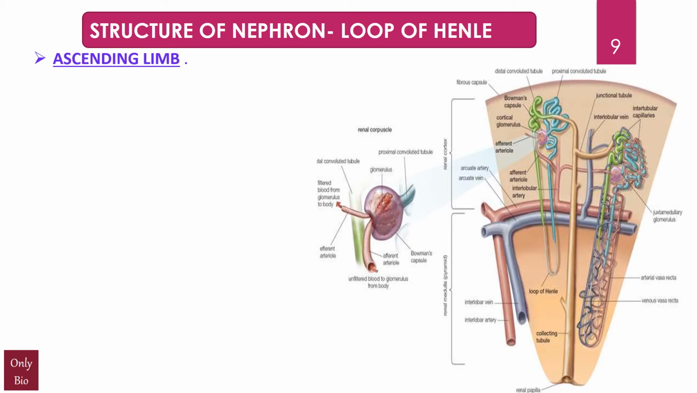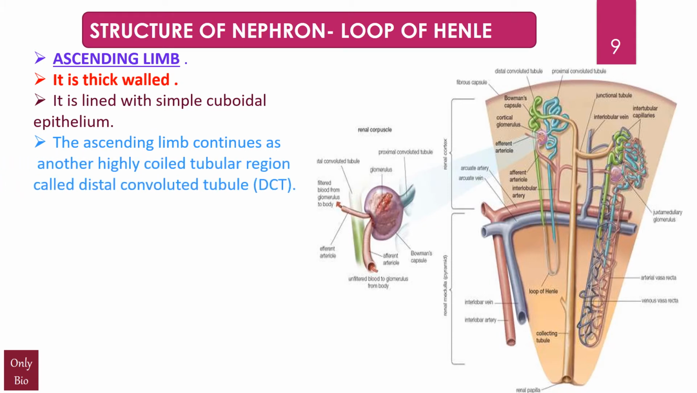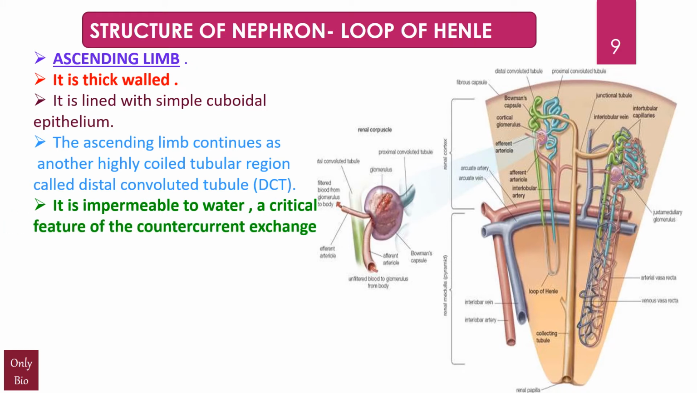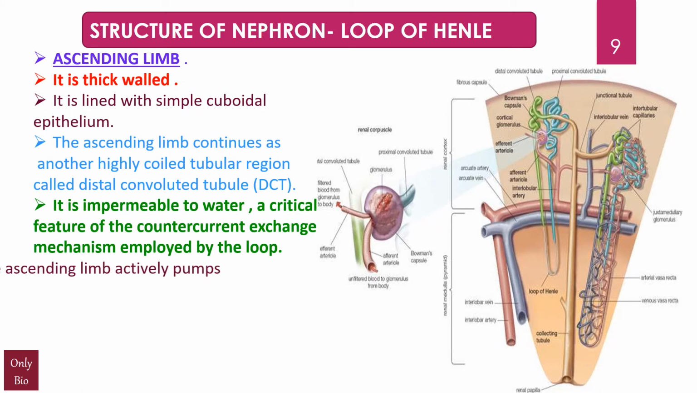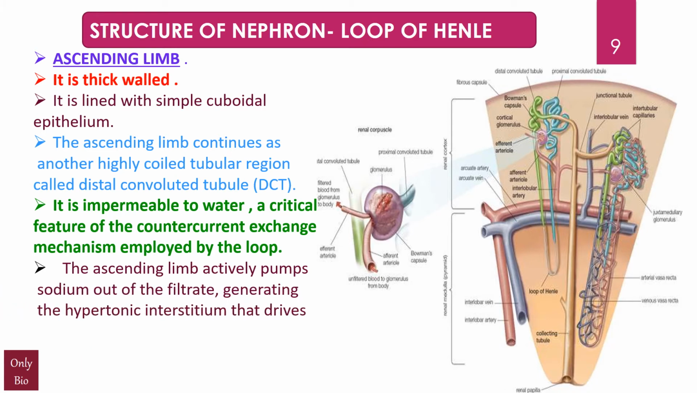Let's understand about the ascending limb. It is thick-walled. It is lined with simple cuboidal epithelium. The ascending limb continues as another highly coiled tubular region, which is called as the distal convoluted tubule, in short called as the DCT. It is impermeable to water, a critical feature of the counter current exchange mechanism employed by the loop. The ascending limb actively pumps sodium out of the filtrate, generating the hypertonic interstitium that drives the countercurrent exchange.